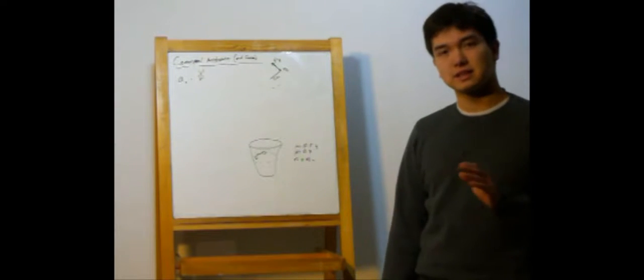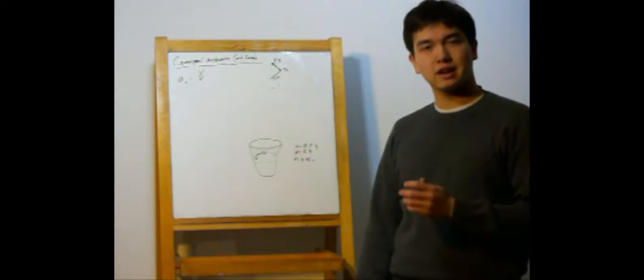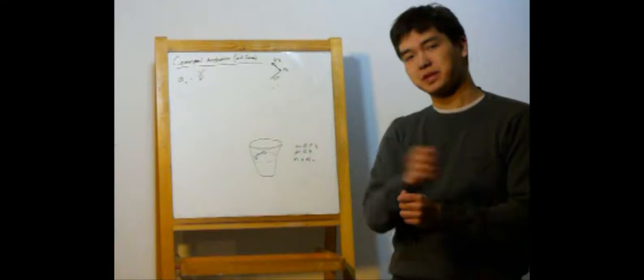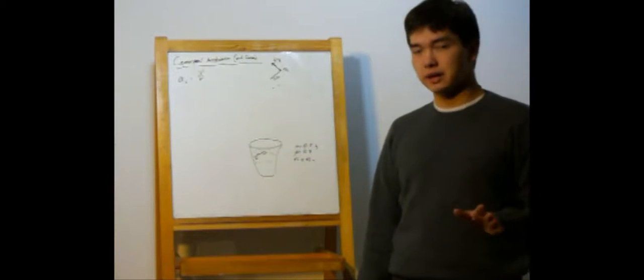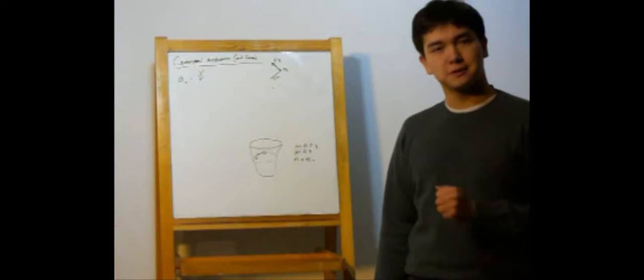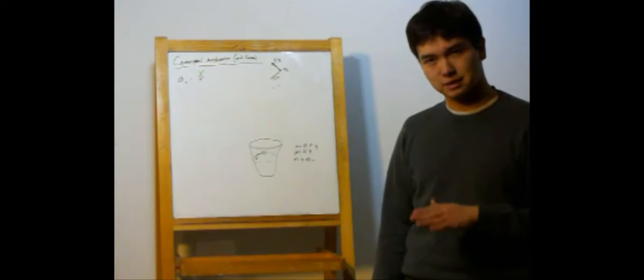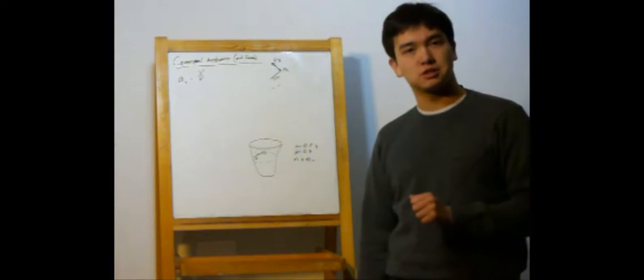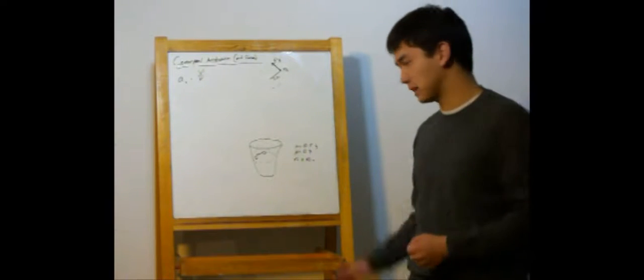Today's topic, centripetal acceleration and force. If you've got an object moving in a circle, it's constantly going to be changing direction. If it's changing direction, that means it's changing velocity, because velocity takes direction into account. And if it's changing velocity, that means it must have an acceleration. We call that acceleration centripetal acceleration, because it's spinning in a circle.